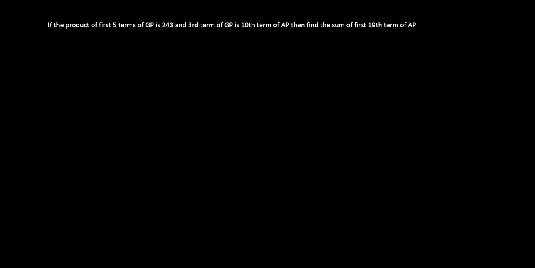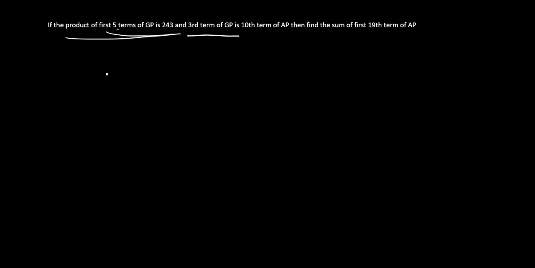Now, first things first, let's try to understand the first part of the question. The first part of the question, I mean I'm talking about the five terms: the product of five terms of the GP is 243. Okay. And the third term of the GP is the 10th term of the AP. In this case, there are five terms and the product is given as 243.